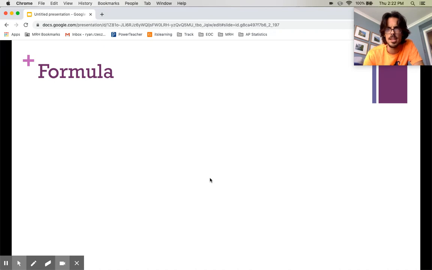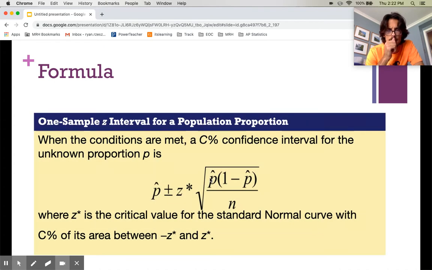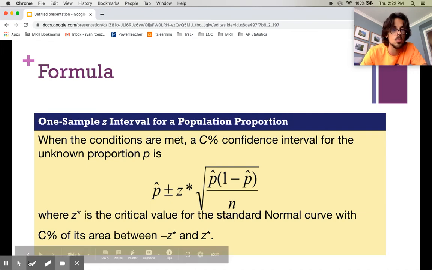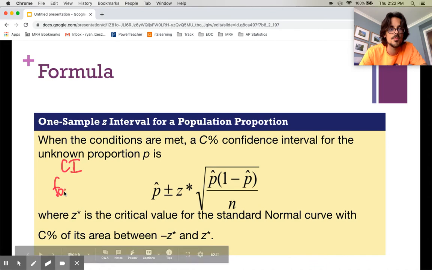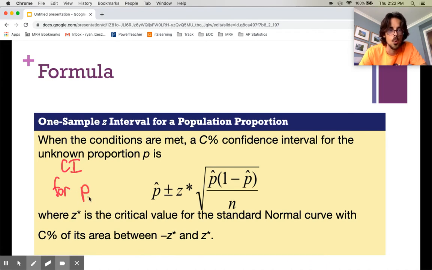And hopefully that makes sense with the standard deviation thing that we were talking about. This is just restating what we've already talked about in this video. Here's our formula for a 1 sample z interval for a population proportion. It's kind of a mouthful right there. Basically, what this means is it's a CI for P. It's 1 proportion that we're basically doing an interval on, as opposed to 2 proportions, which we'll learn about later on in chapter 10.